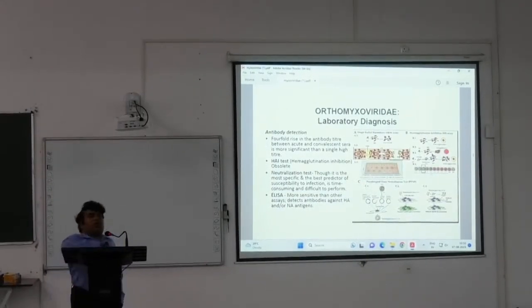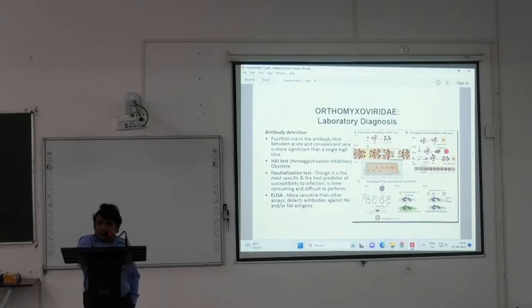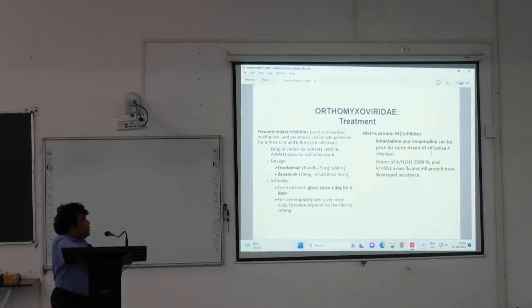Other methods would include antibody detection. And antibody detection, I have already told you, hemagglutination inhibition is the best test for diagnosis, and another would be the neutralization test. Whatever the test employed, the important point you should remember is that unless you get a fourfold rise in titer, serological diagnosis cannot be confirmed. So most of the time the serological diagnosis will come after the patient recovers. So it's a retrospective diagnosis.